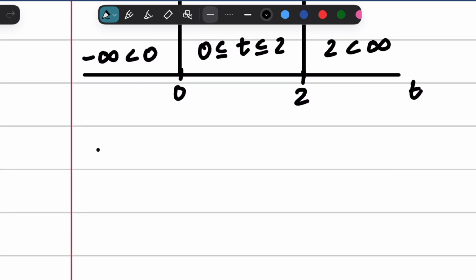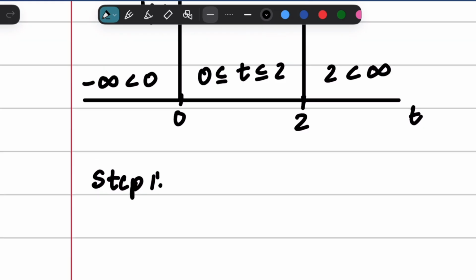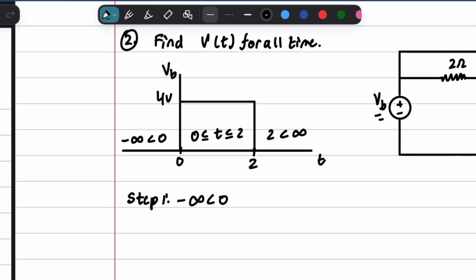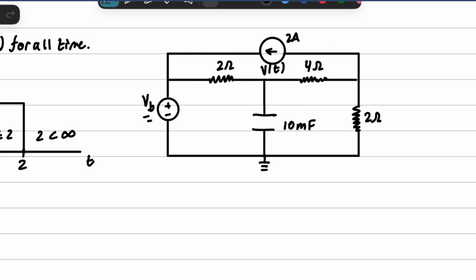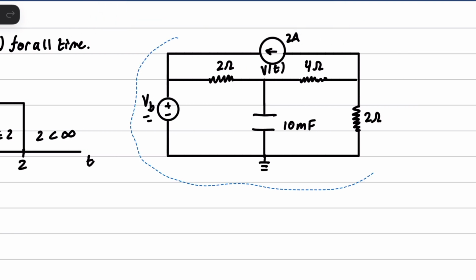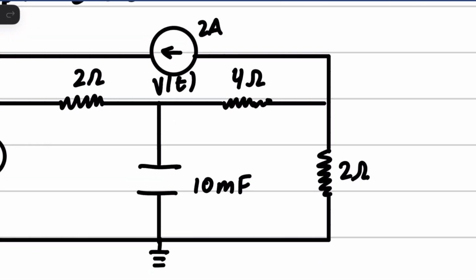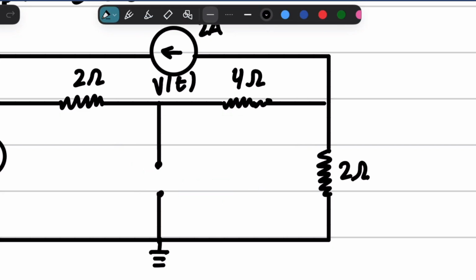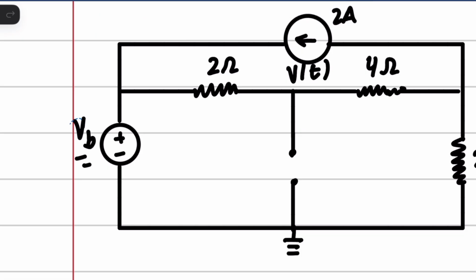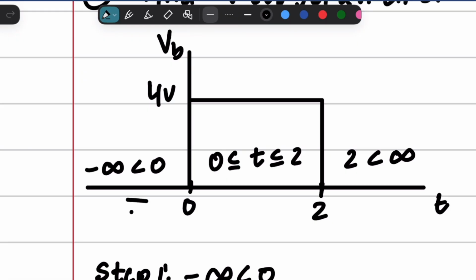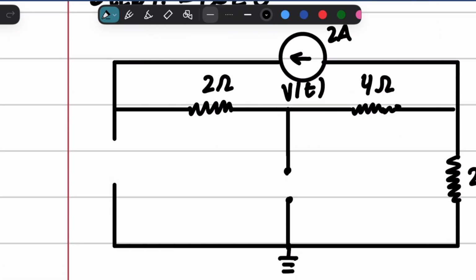So let's go ahead and get started. So step 1, that's just going to be the negative infinity to 0 period. And we're in a DC environment at this time, so our capacitor is just going to be open. We don't need it right there. And our battery is going to be non-existent also because the voltage is 0 at this portion.